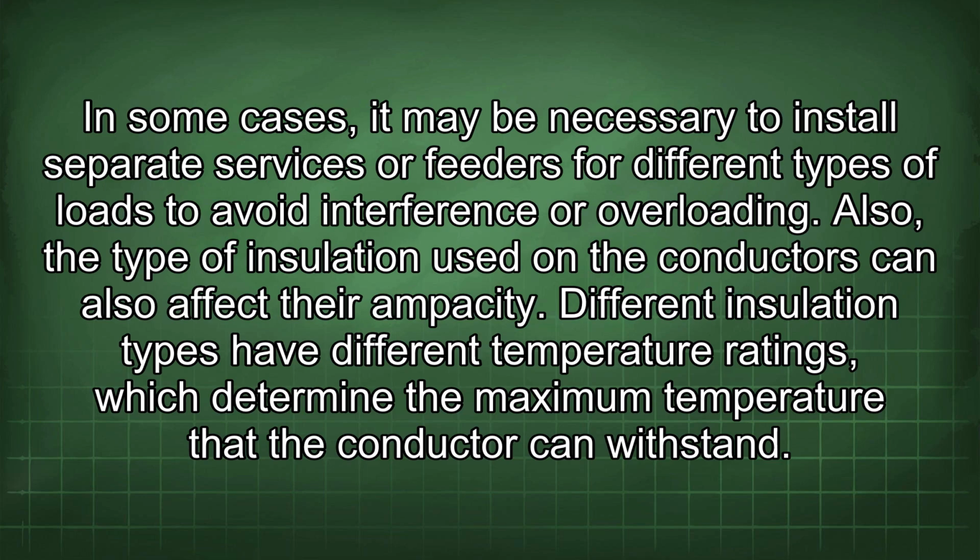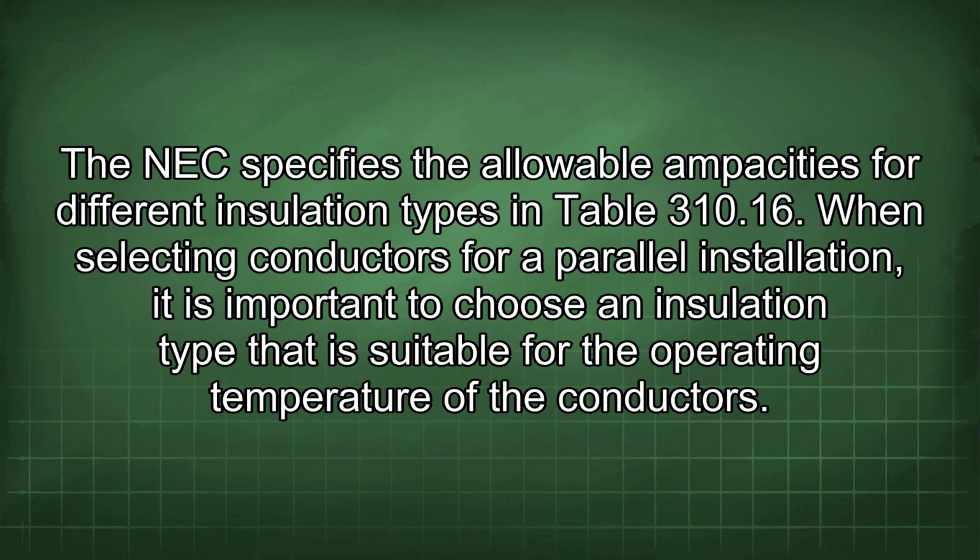In some cases, it may be necessary to install separate services or feeders for different types of loads to avoid interference or overloading. Also, the type of insulation used on the conductors can affect their ampacity. Different insulation types have different temperature ratings which determine the maximum temperature that the conductor can withstand. The NEC specifies the allowable ampacities for different insulation types in Table 310.16.